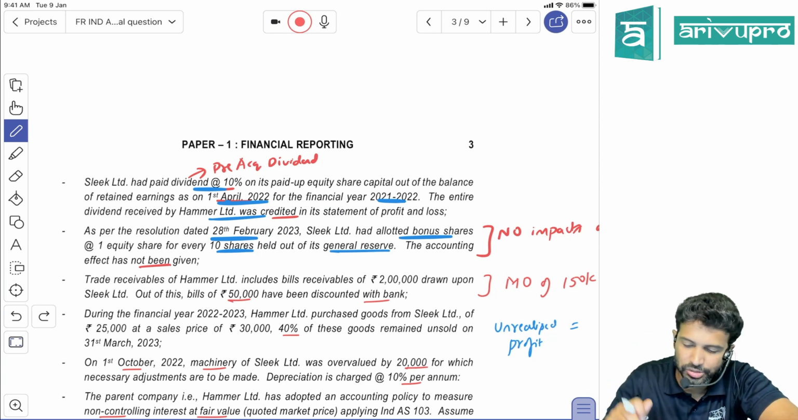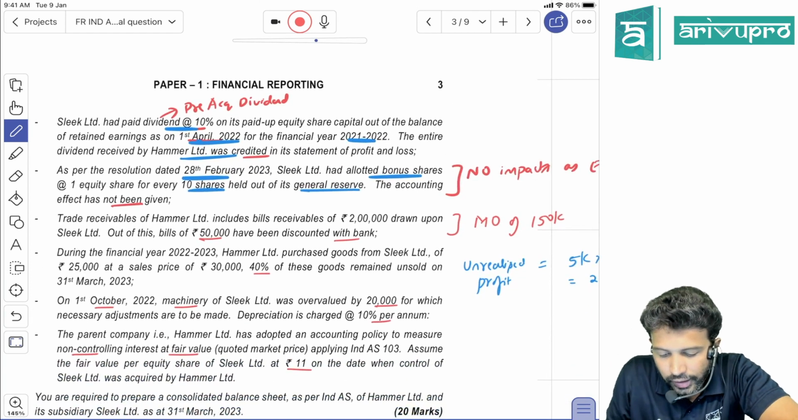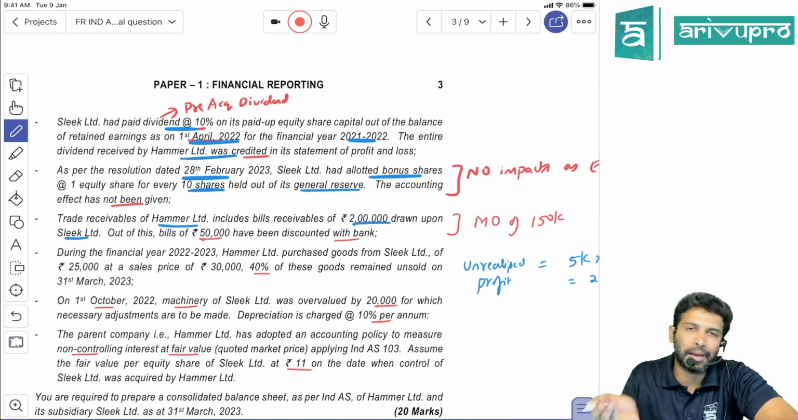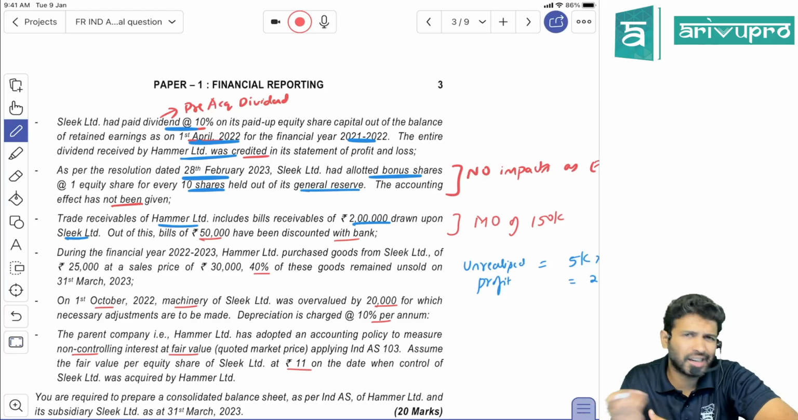There is one hidden adjustment here, which I'll talk about. Trade receivables of Hammer include a bill receivable of 2 lakh drawn upon Sleek. For Hammer, it's a trade receivable of 2 lakh. For Sleek, it will be bills payable.